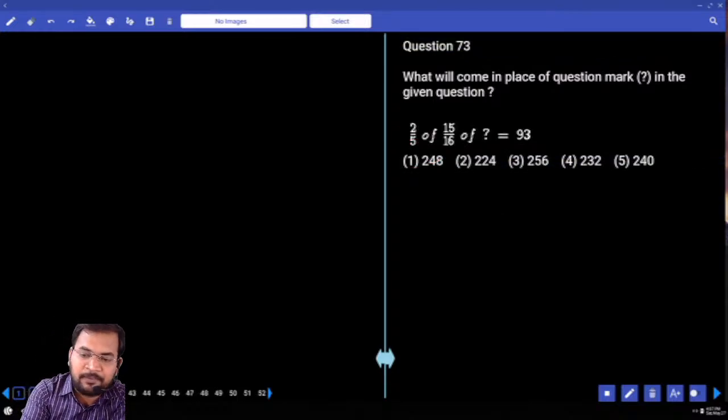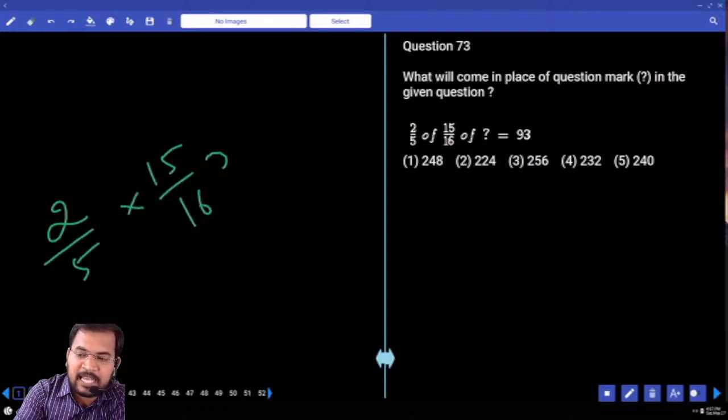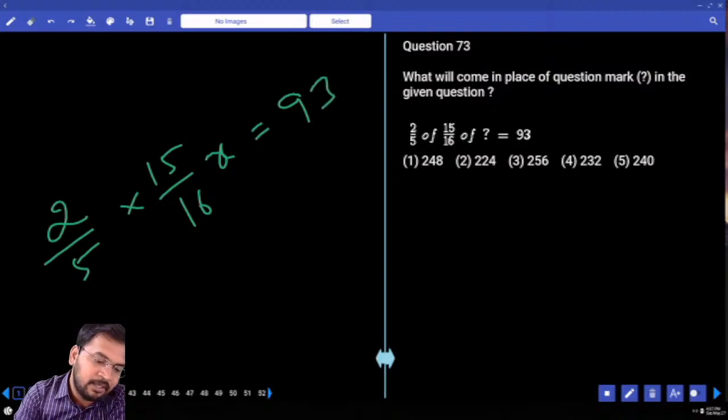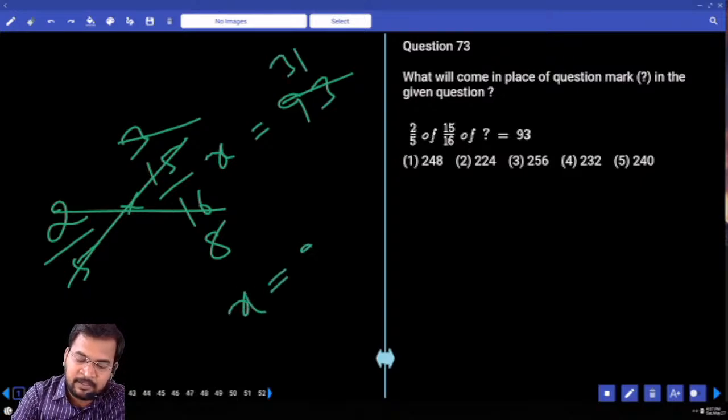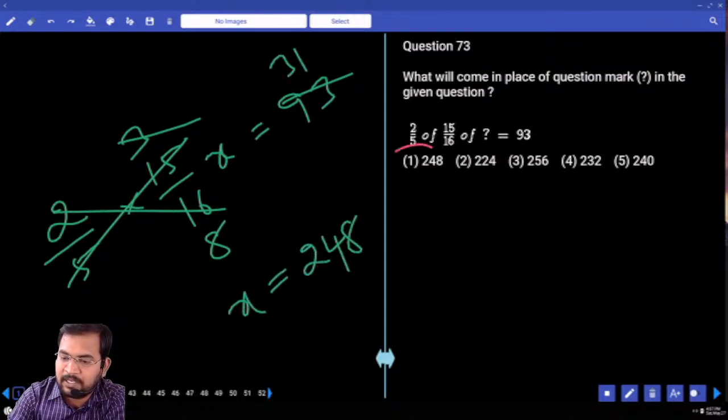Next. 2/5 into 15/16 into x is equal to 93. 2 8s are, 5 3s are, 3 31 times, 31 8s are 248. Your answer is 248.